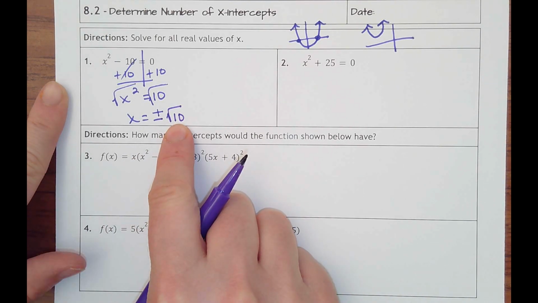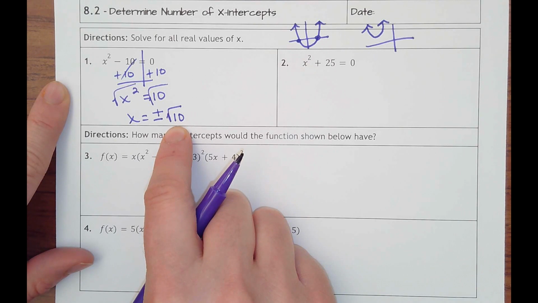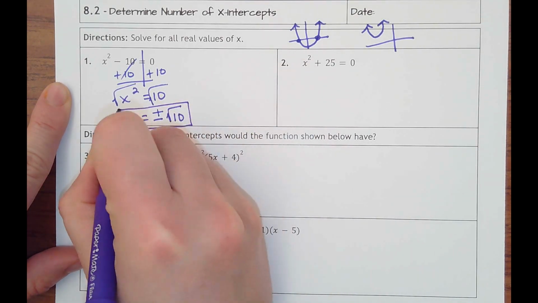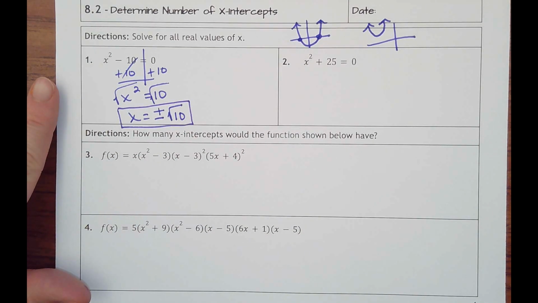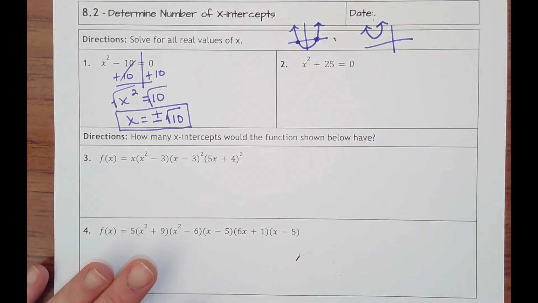Now a square root, that's okay. That's not imaginary. That's just some kind of decimal that never stops. So you do get the two answers, positive square root of 10 and negative square root of 10. I'll just show you that square root of 10 is about 3.16 and negative square root of 10 is about negative 3.16. So those are real values.